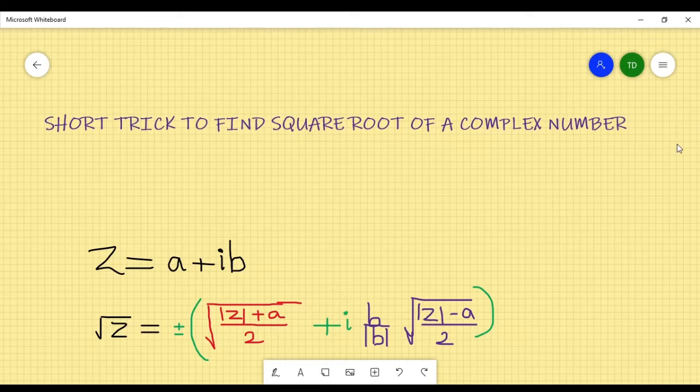Hello guys, let us today see the short trick to find the square root of a complex number. If any complex number is given to us, how do we find the root of a complex number? So there are some short tricks.